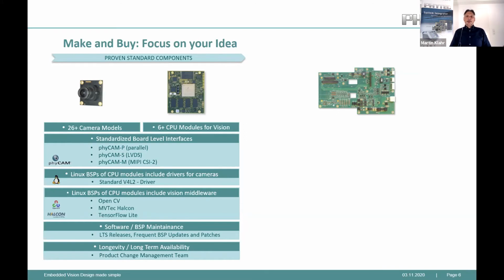And this becomes more and more important. Just think of security patches when your product is out in the field, it's connected to the internet, and you have to think about how can you maintain this product so that it's still safe and secure.